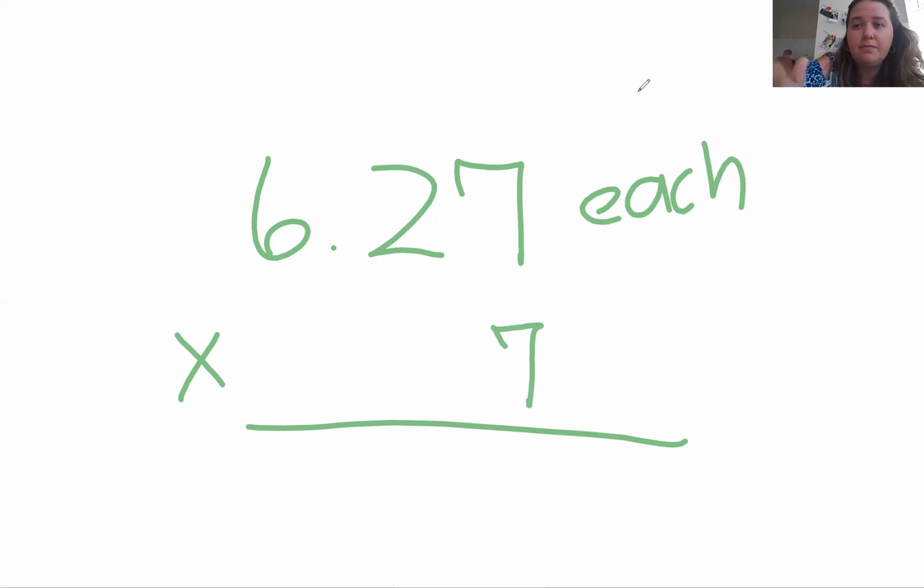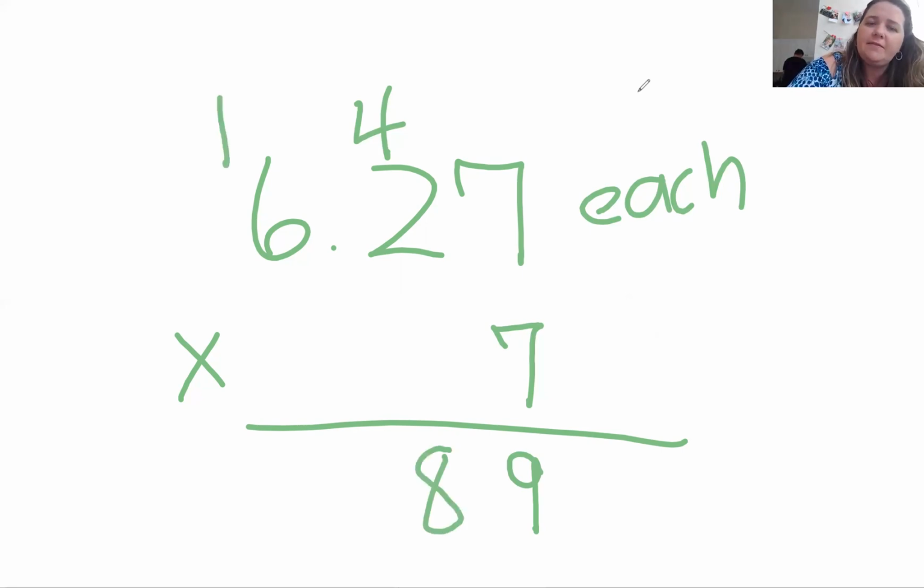6.27 times 7, okay? If I know my 7s, I know 7 times 7 is 49. I take down the 9, I carry the 4. Then I do 7 times 2 is 14, plus 4 is 18. I bring down the 8, carry the 1, and I have to drop my decimal point. Now I can do the last place value. 7 times 6 is, let's count, 7, 14, 21, 28, 35, 42. 7 times 6 is 42, plus this one that's up here is 43.